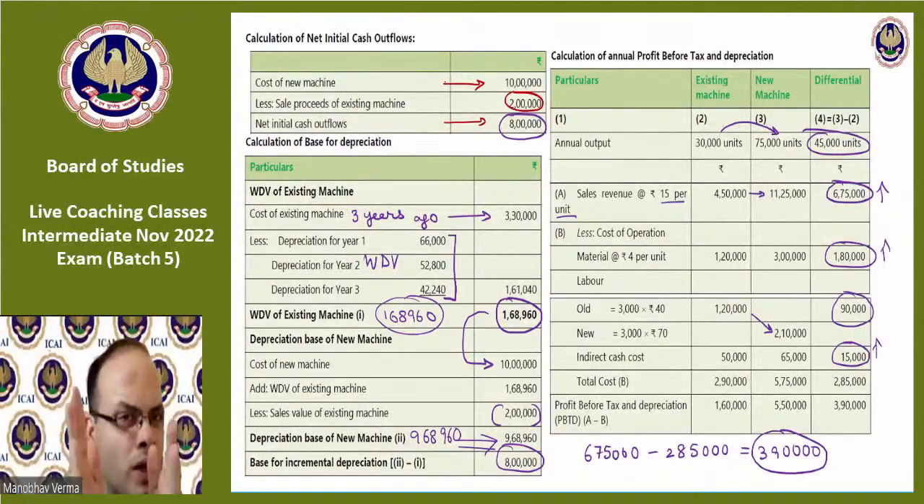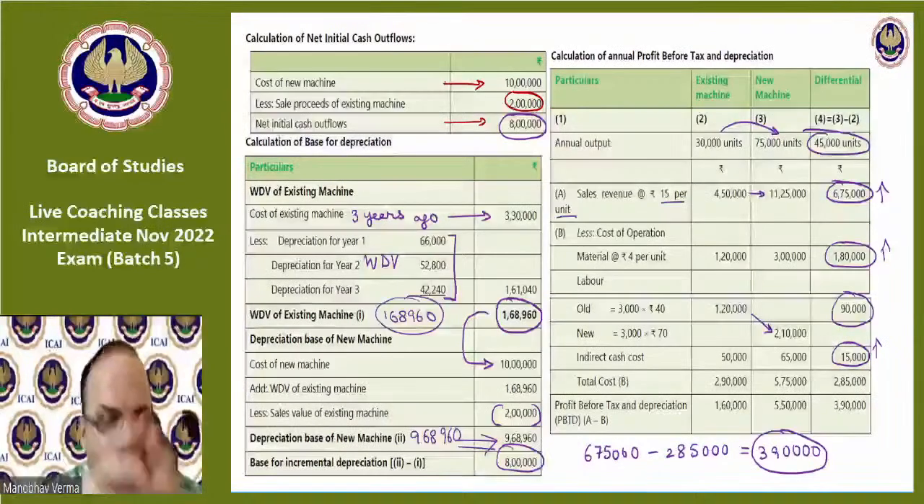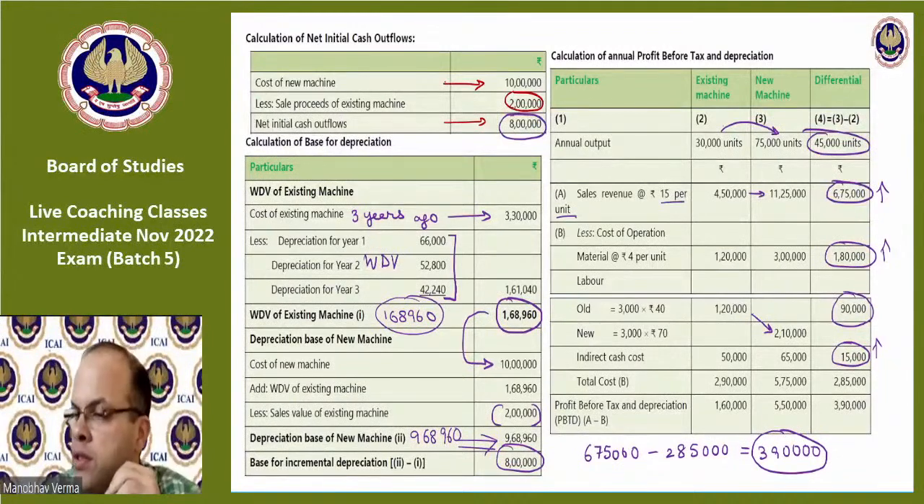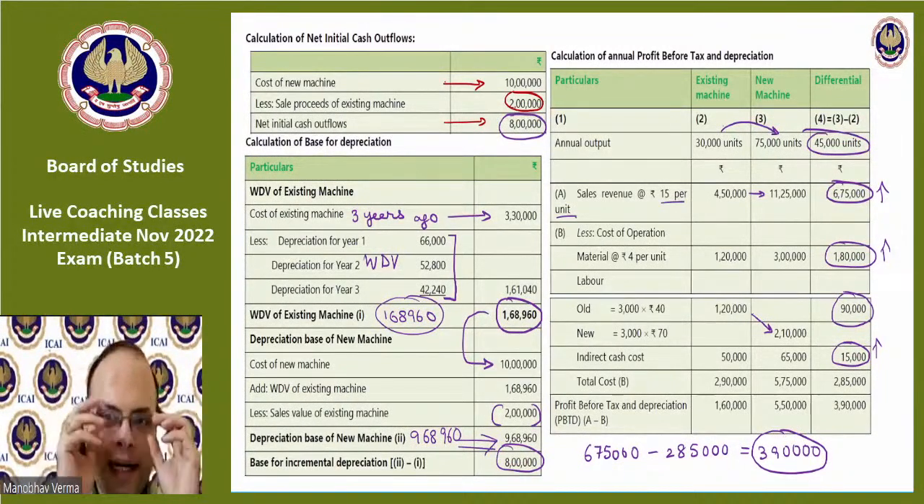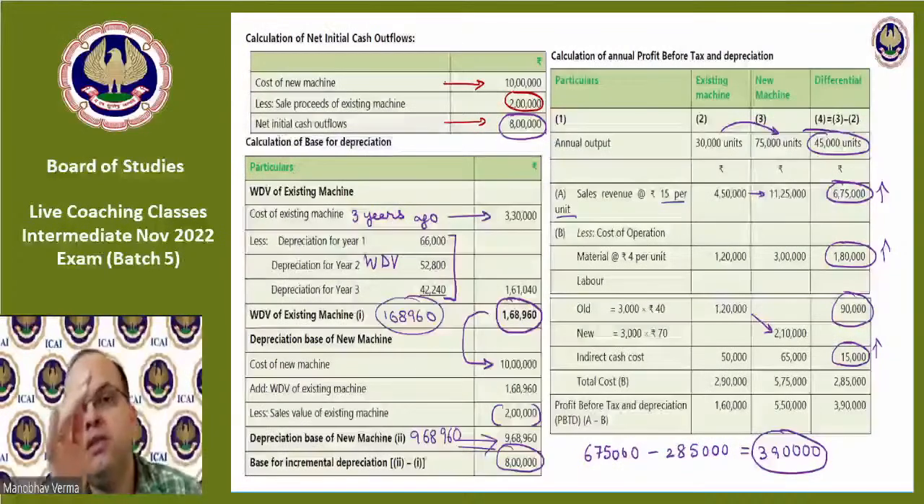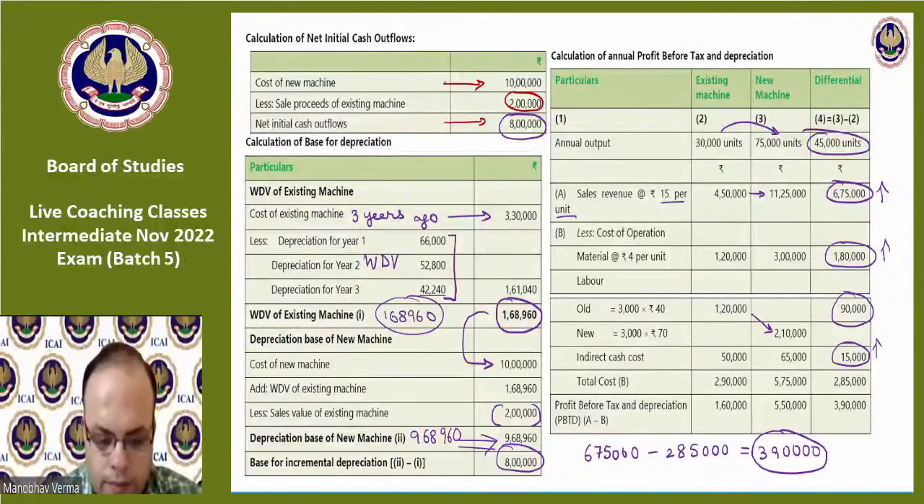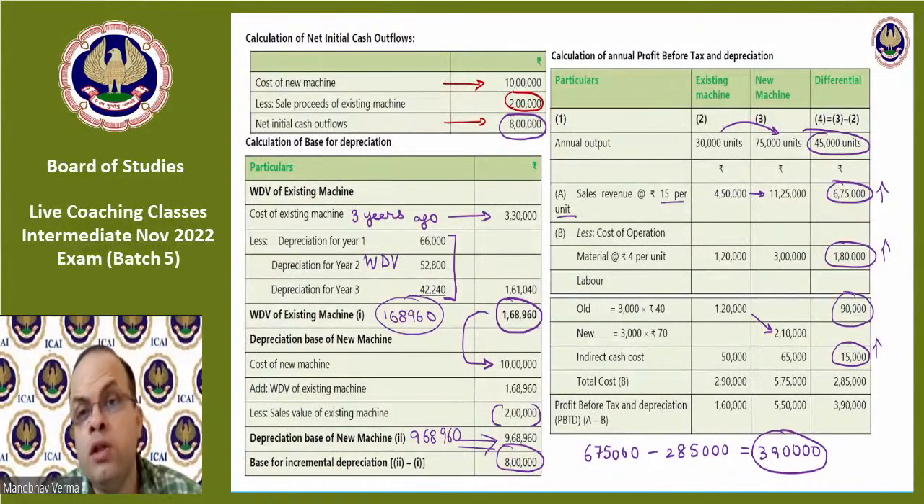I want a quick confirmation from everyone. Till 3,90,000, is everyone on the same page? Is everyone clear? Everyone with me on this? Till 3,90,000. This is profit before tax and depreciation. And don't even worry, guys. As committed, after today's session, I will upload another PDF with all the solutions of the practice questions.